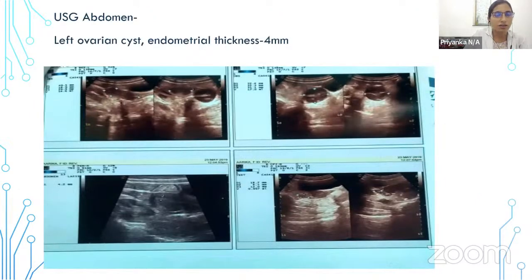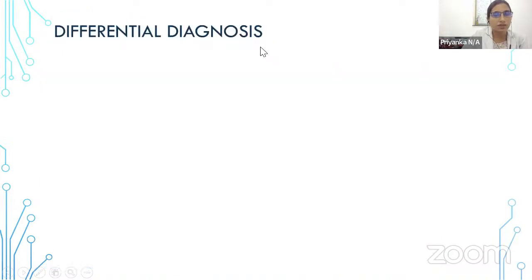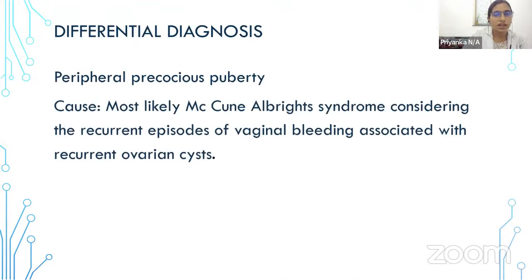Sir, the USG showed a left ovarian cyst of around 3.3 by 1, and the endometrial thickness was increased, 4 millimeters. So it was a case of peripheral precocious puberty, and most likely the cause is McCune-Albright syndrome, considering the recurrent episodes of vaginal bleeding associated with recurrent ovarian cysts.